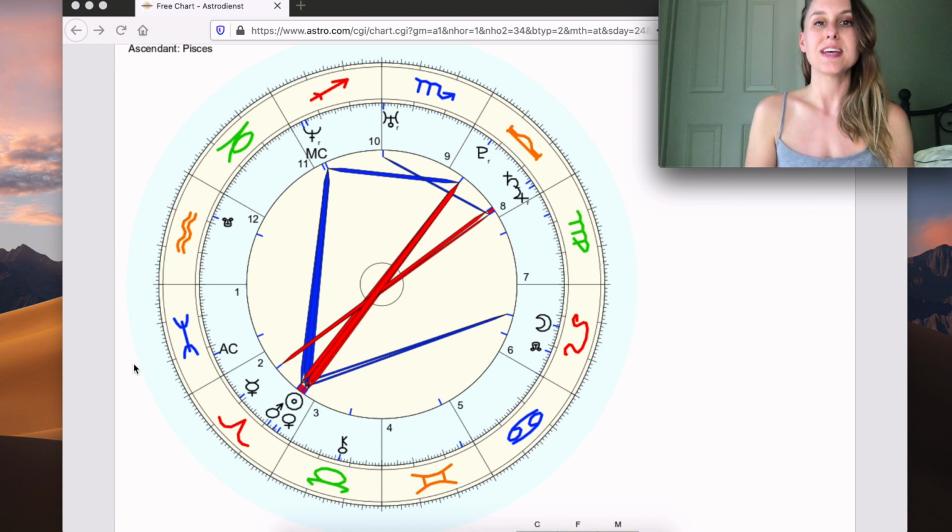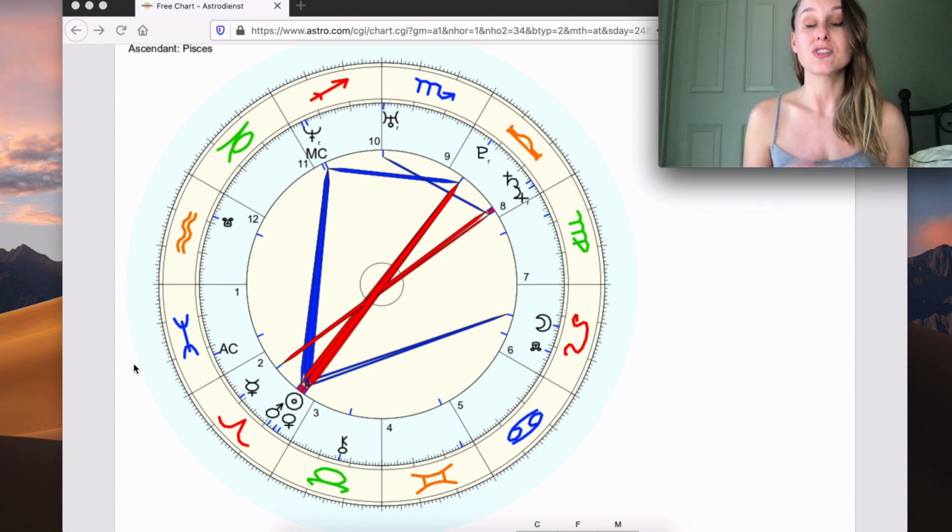Each of the planets have their own energy. So the sun represents the ego, the moon represents the inner needs and emotions, Mercury represents logic and thinking, Venus represents giving and receiving love, Mars is like our inner caveman, so it's how we take action, assert ourselves, it's our sexuality. Then we have the outer planets, and those are slower moving because they're further away from the sun.